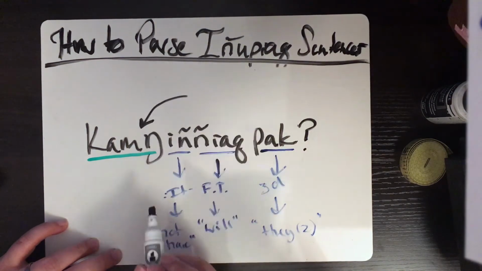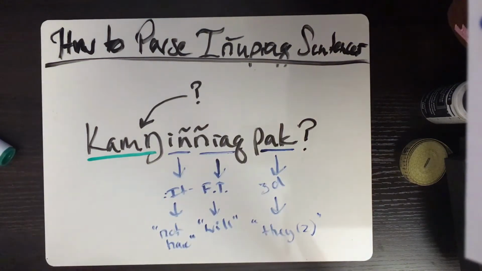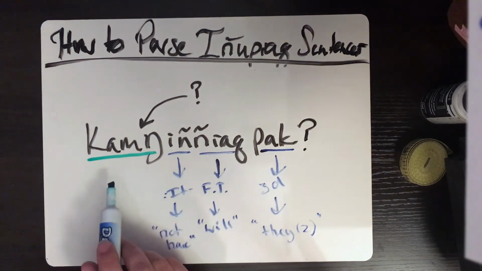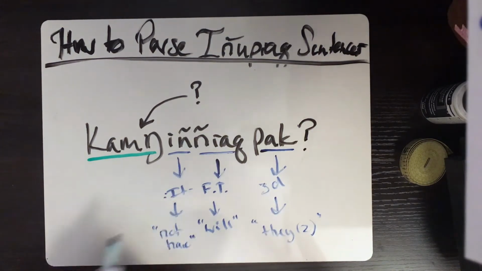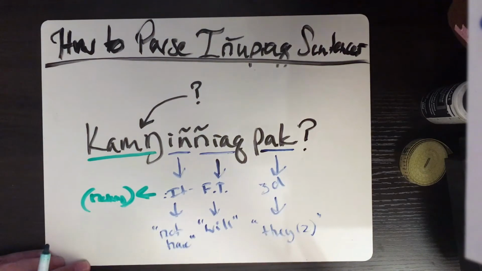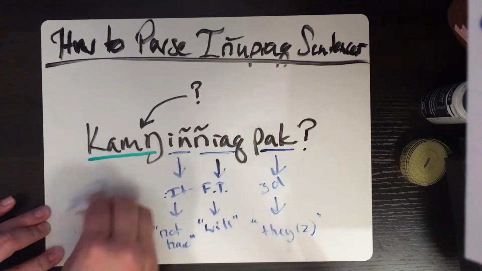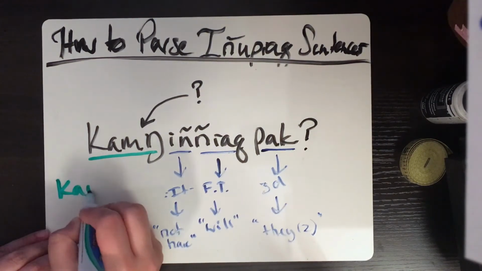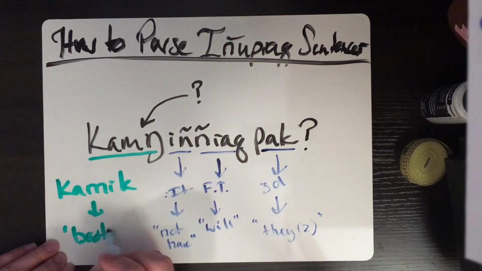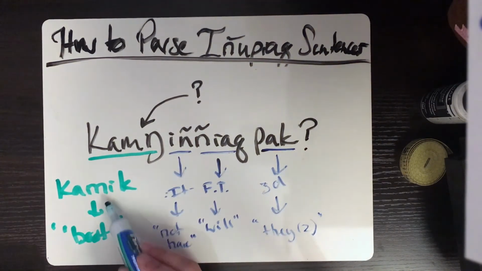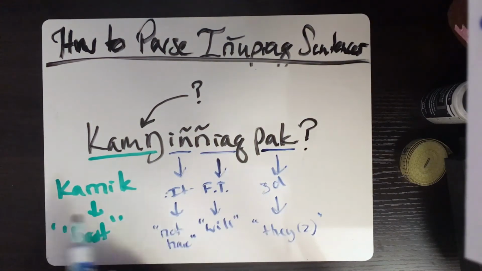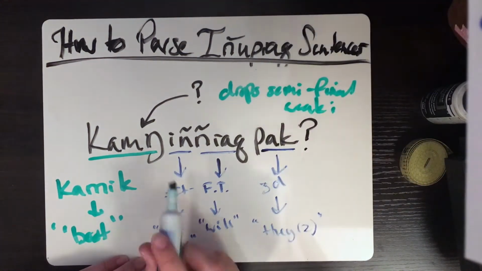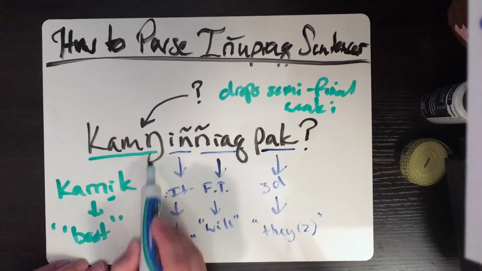But I'm wondering where this one comes from. I have K, A, M, and N with a tail. One clue that I have is that this postbase is only added to nouns. So I'm thinking of nouns that I know that start with K, A, M. A noun that comes to mind is gamik, boot. But what happened here? I'm missing an I and a K. Well, this postbase drops semifinal weak I's. A weak I that is the second to the last letter in the stem. So that explains the missing I. But how did we get this N?